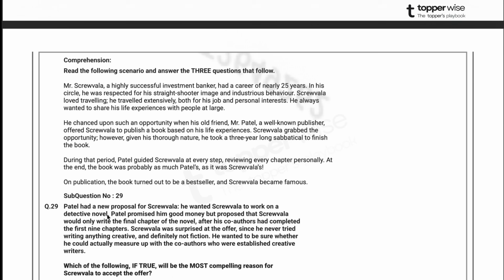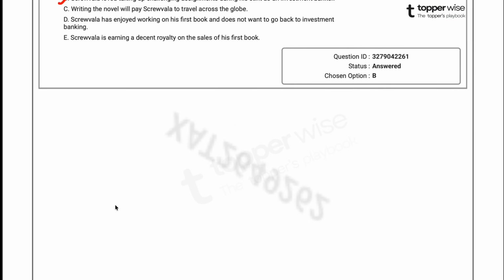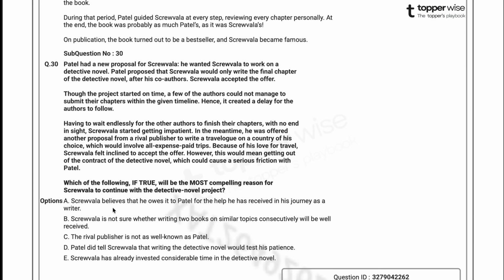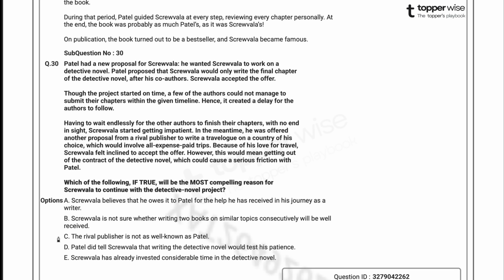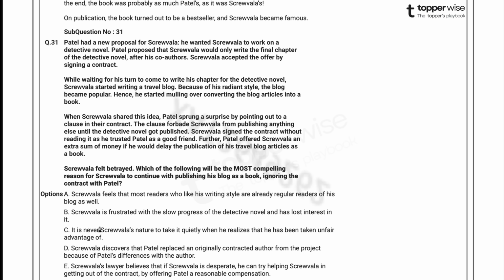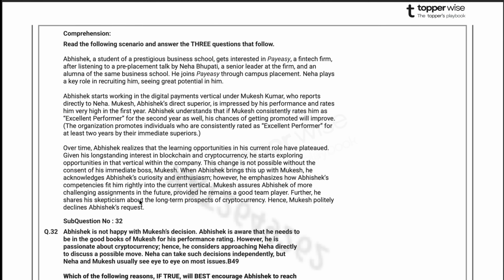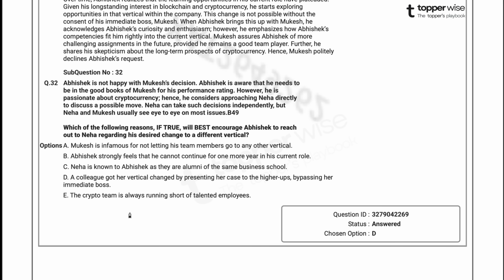And then we move to 29. For 29, option B will be correct here. Moving to 30. For question number 30, the option A is correct. Moving to 31. For 31, option D is correct. Now moving to 32. For 32, option D is correct actually.